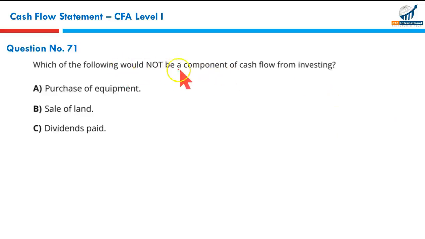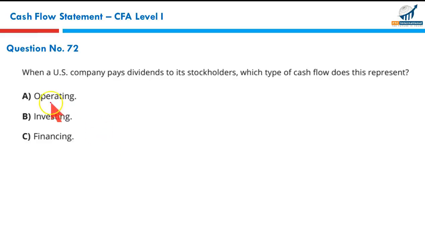71. Which of the following would not be a component of cash flow from investing? Purchase of equipment, investing outflow. Sale of land, investing inflow. But dividend paid, it's a financing outflow. So clearly C is the option that is not an investing cash flow. C it is. When the US company pays dividends to stockholders, look no further, it's a financing outflow. Which type of cash flow does it represent? Financing. C.